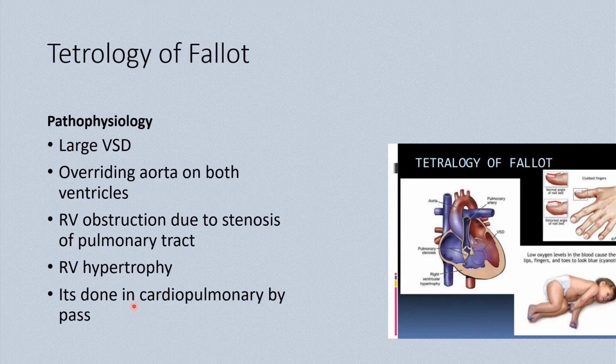So immediate correction is required, and the correction of these defects is done on cardiopulmonary bypass by stopping the heart circulation. VSD is repaired, overriding is corrected, and pulmonary stenosis is corrected, and right ventricular hypertrophy would eventually, over a period of time, get better, ultimately leading to increased oxygenation in the arterial supply and improvement in the patient's symptoms.